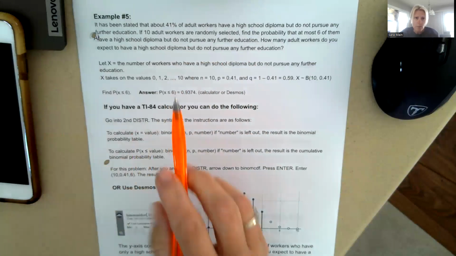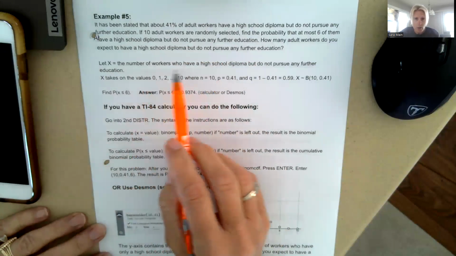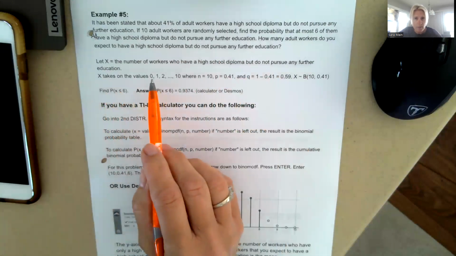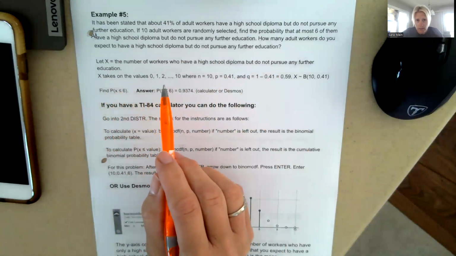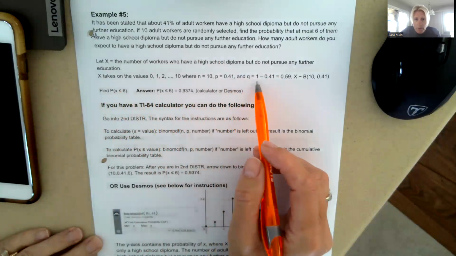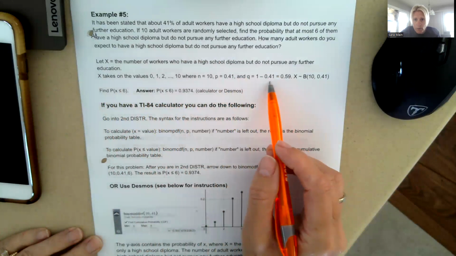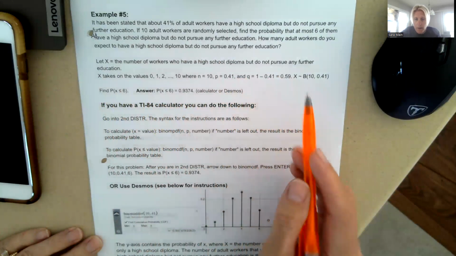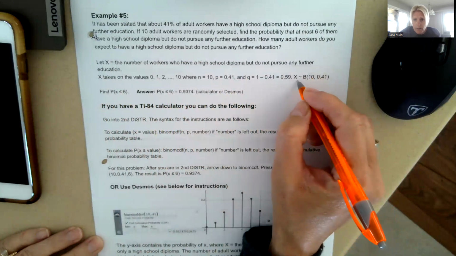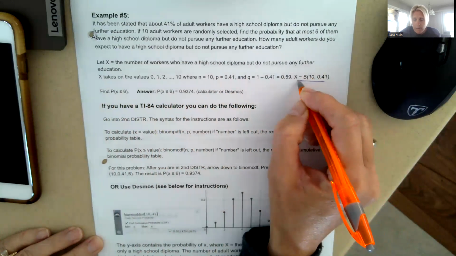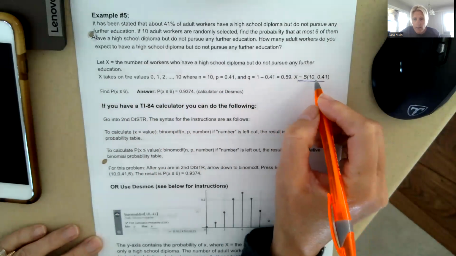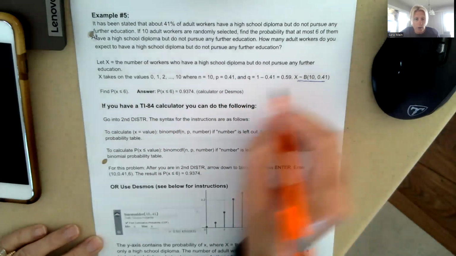So let X be the number of workers who have a high school diploma, but do not pursue any further education. X can be anywhere from 0 to 10. The probability of success is 0.41, and the probability of failure is 1 minus 0.41, or 0.59. And we're going to describe our distribution as such. X can be described as binomial, n is 10 trials, and the probability of success is 0.41.